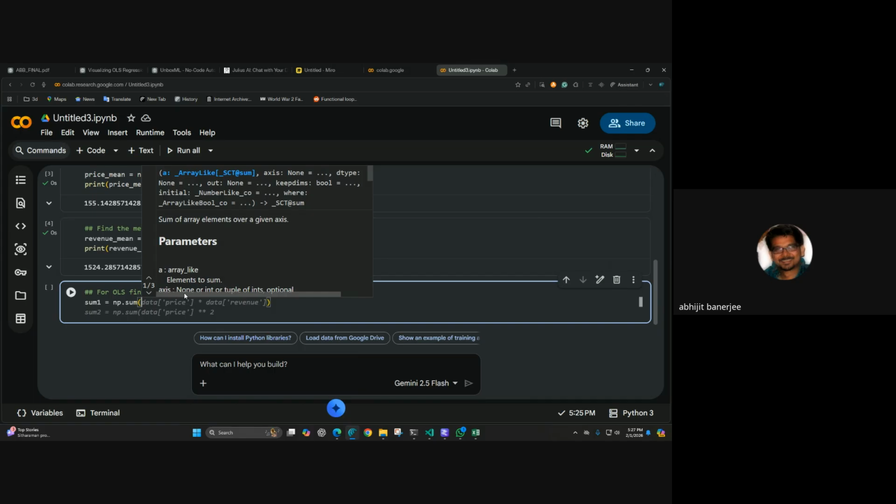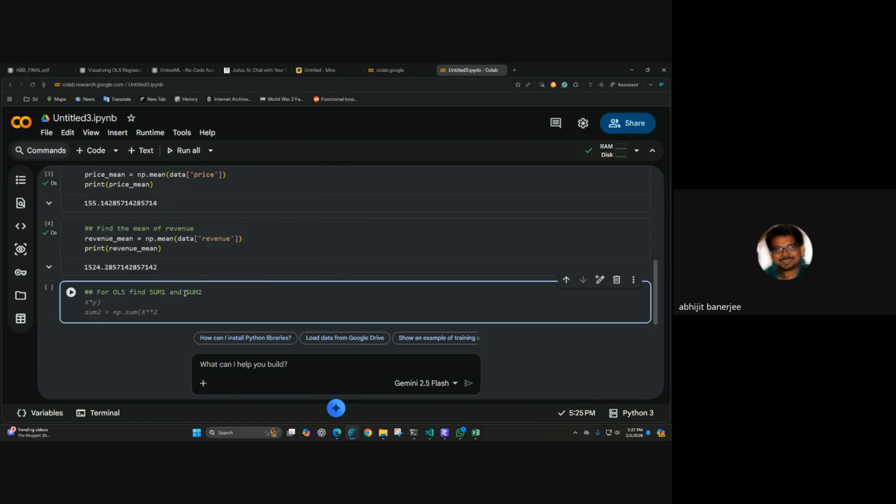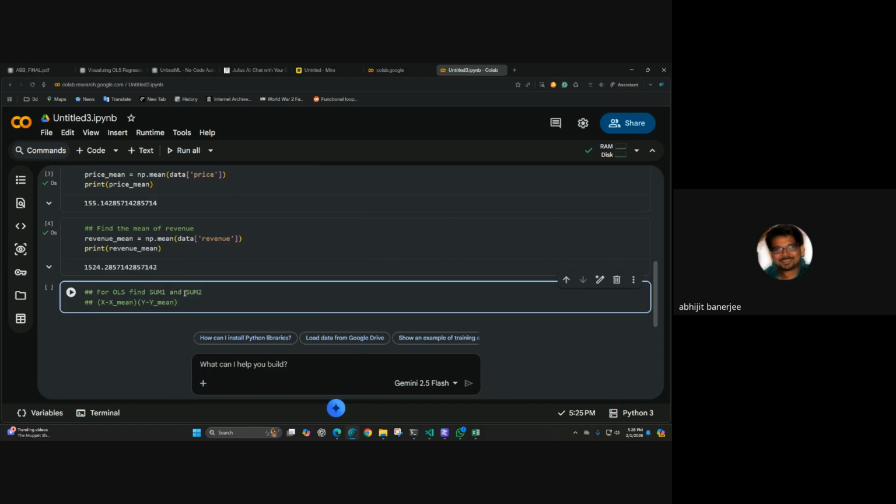First I will make sure that is all right. I'll be very slow with this. I have to clearly write it down: X minus X mean, in brackets, another bracket, Y minus Y mean, and I have to take the sum of it. So if I say sum1, it will do np.sum of data price minus data mean into data revenue minus data mean. So that is my sum1.